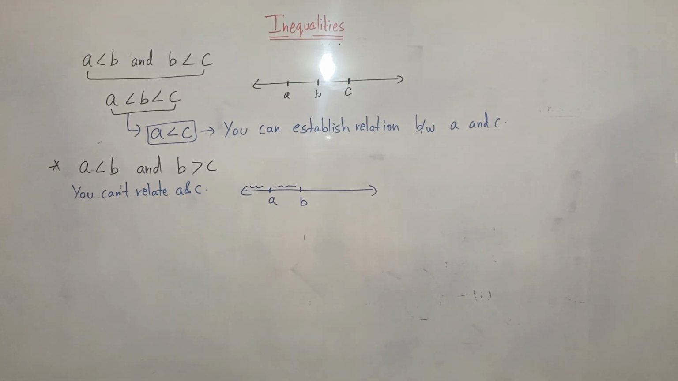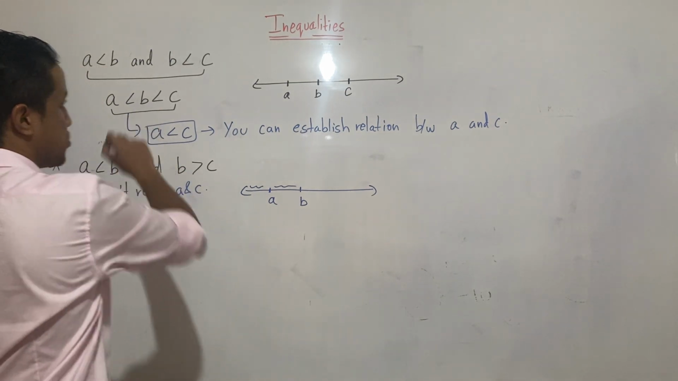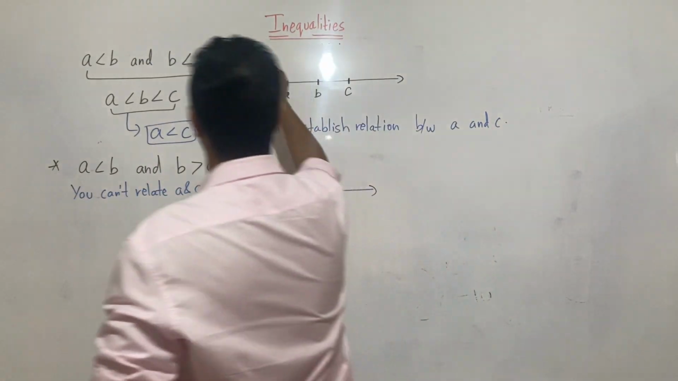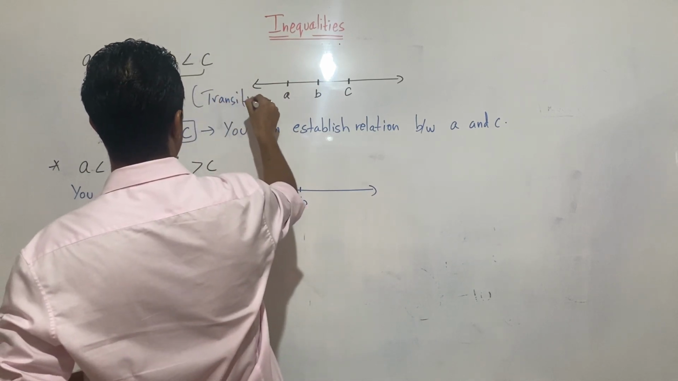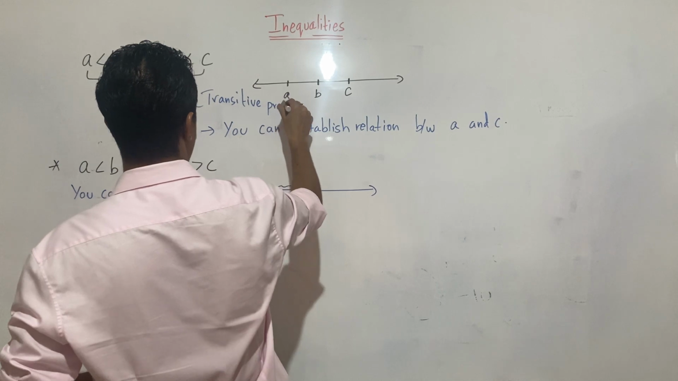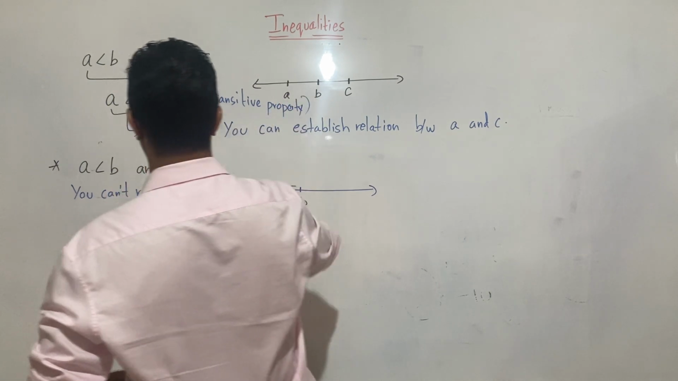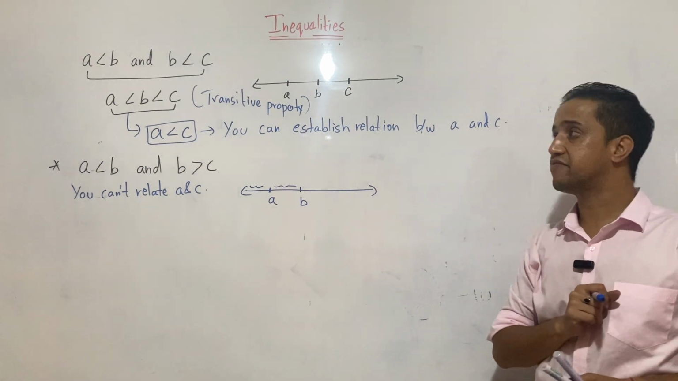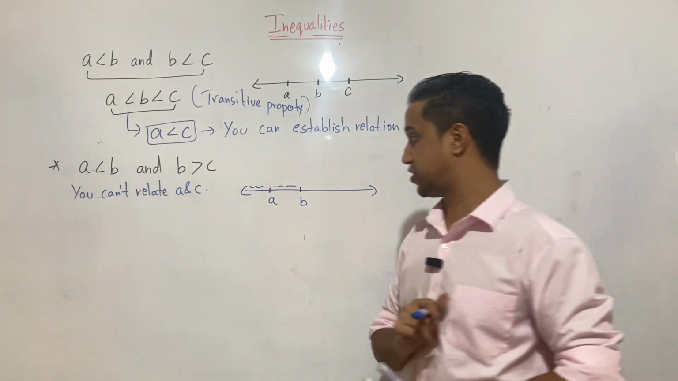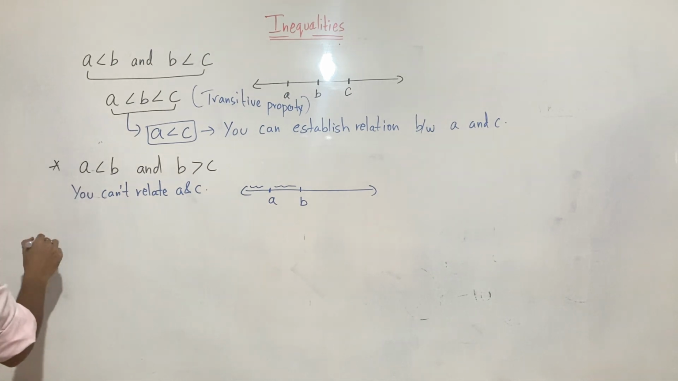Then this thing is also known as your transitive property, right? This is also known as your transitive property. This is very important too. Okay, now let's go to the next one.